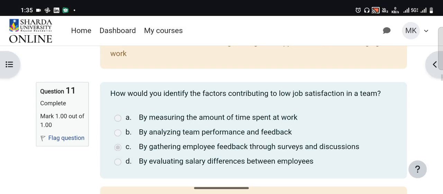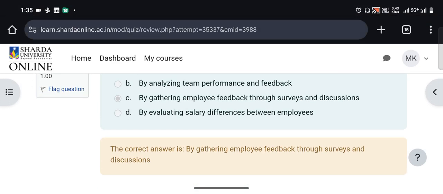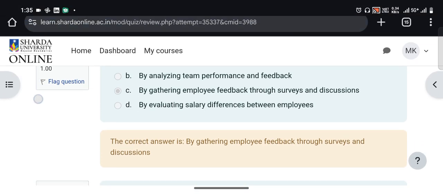Question number 11. How would you identify the factor contributing to low job satisfaction in a team? Option A. By measuring the amount of time spent at work. Option B. By analyzing team performance and feedback. Option C. By gathering employee feedback through surveys and discussions. Option D. By evaluating salary differences between employees. The correct answer is by gathering employee feedback through surveys and discussions.